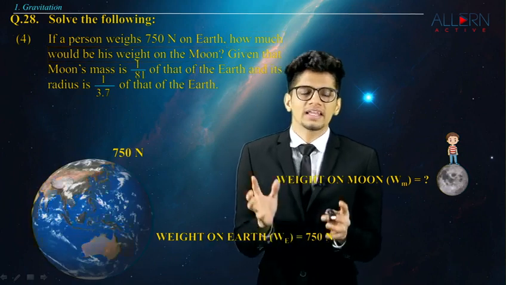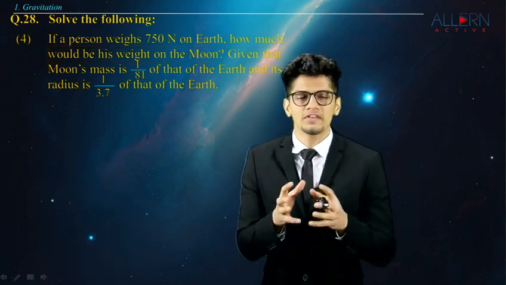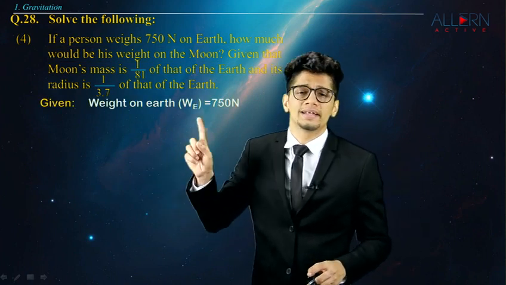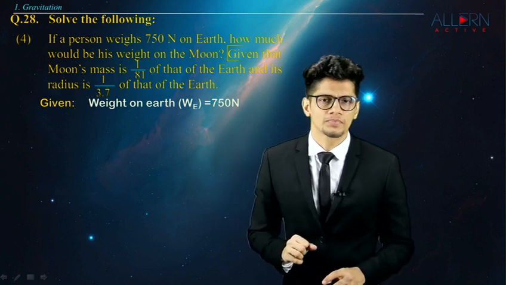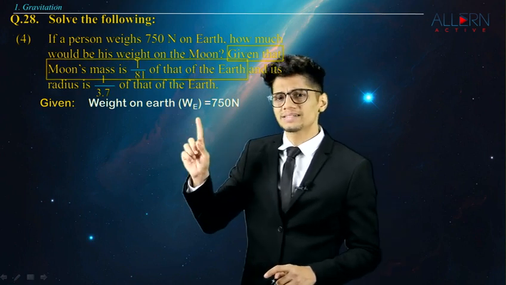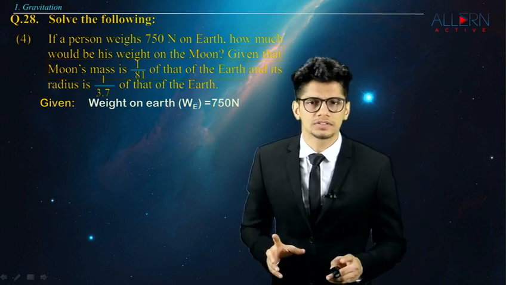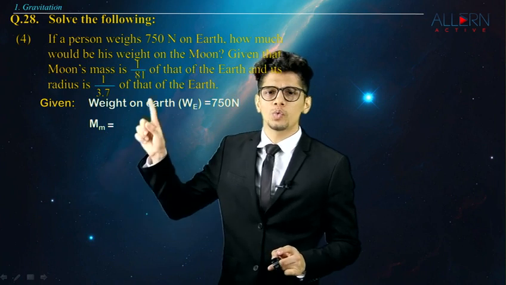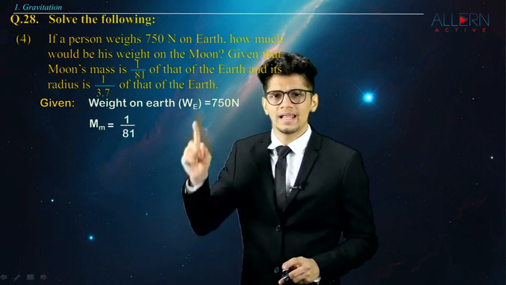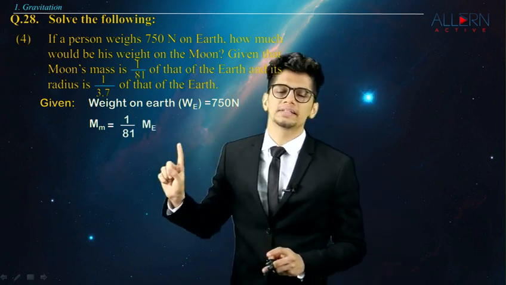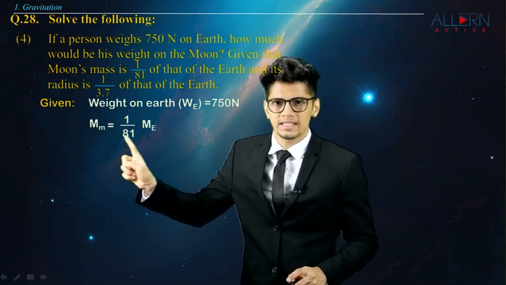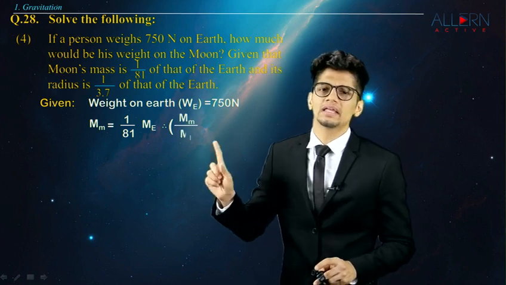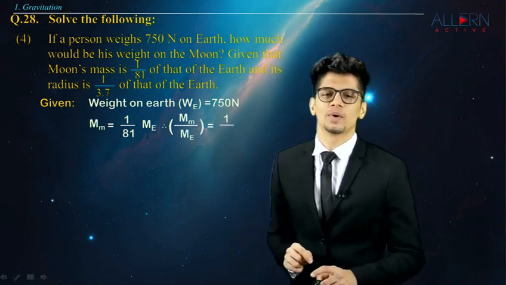So we'll write everything in the given data, and from the given data the numerical becomes absolutely simple. In the given data, first of all, W_E is 750 Newton. We also know that the Moon's mass is 1 by 81 times that of the Earth. That means m_m, that is the Moon's mass, is equal to 1 upon 81 times that of the Earth, that is m_e. So we shift m_e below m_m, and we get m_m upon m_e is equal to 1 upon 81.